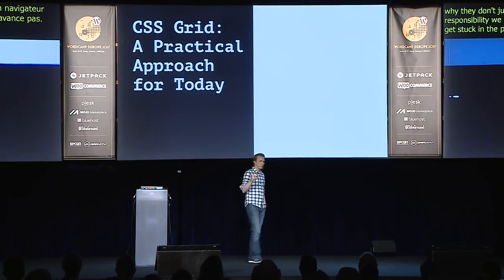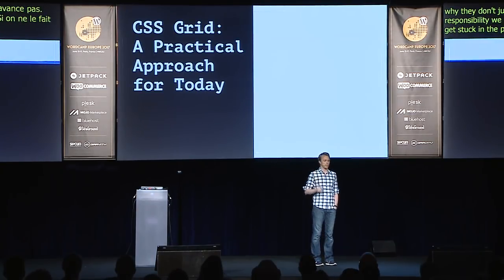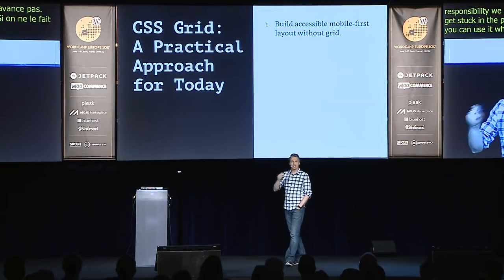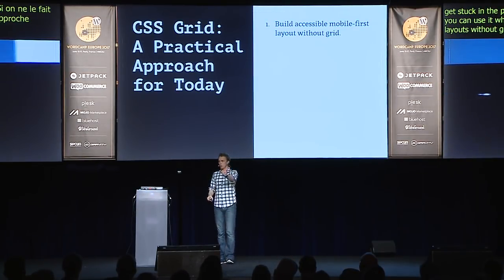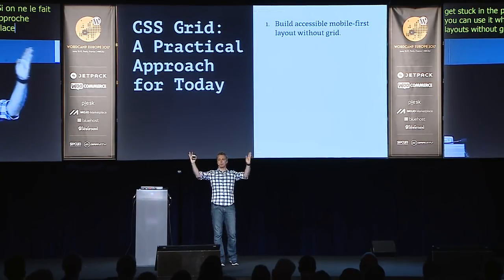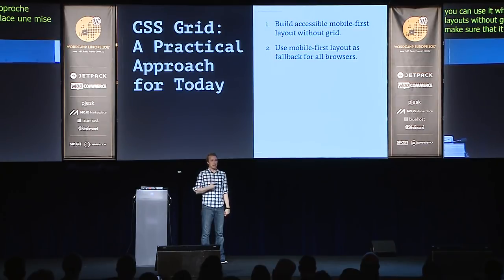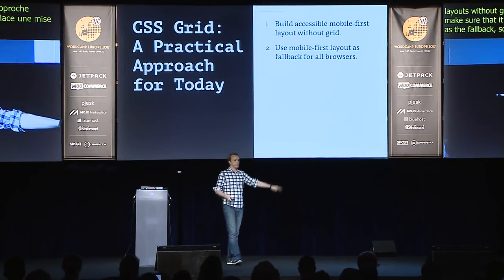So, practical approach to CSS Grid right now, so you can use it when you walk out of this room. First, build accessible mobile-first layouts without grid. That is your baseline. So make it work on your mobile phone, make sure that it still works when it's on a widescreen. Then, use that mobile-first layout as the fallback. So if everything goes to hell, mobile-first works.